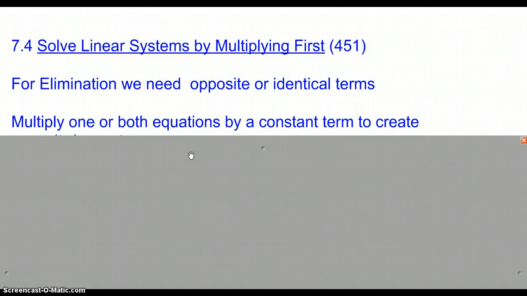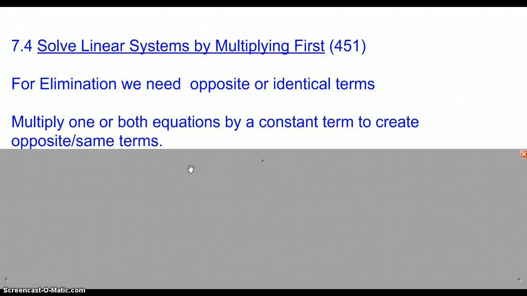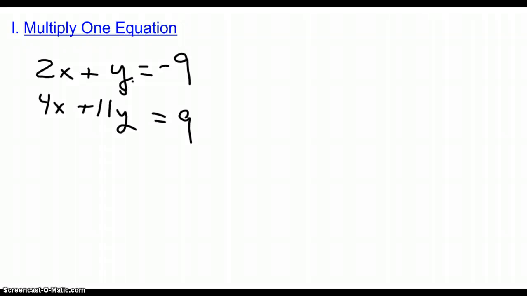Good. And that's why we need opposite or identical terms. So today we are going to multiply one or both equations by a constant term to create opposite or same terms. So in this first example, we are going to multiply just one equation by some constant. So which equation might we blow up? Really, we're finding an equivalent equation, right? In order to have opposite or same terms.